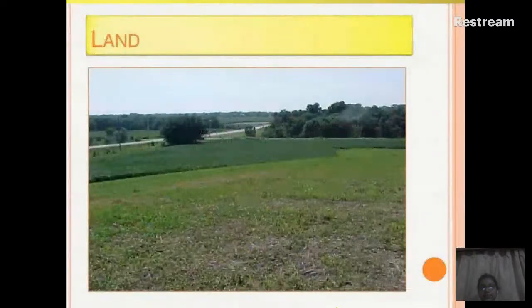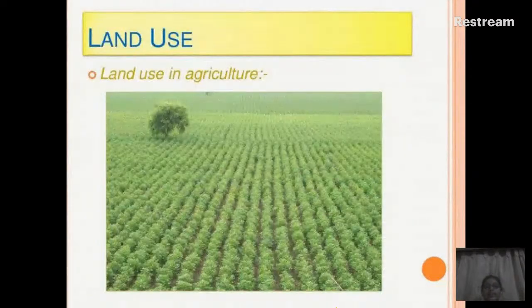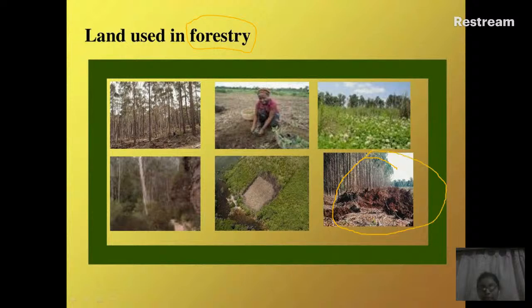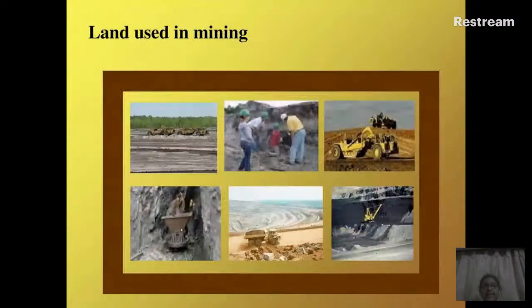I hope you can see this picture. This is what we call land. Next, this is what land use is. This is land use in agriculture. This is land use in forestry. They are making the trees grow more. And this last picture is a sign of deforestation. Okay. Next, land use in mining. We mine. This is how the land is used.